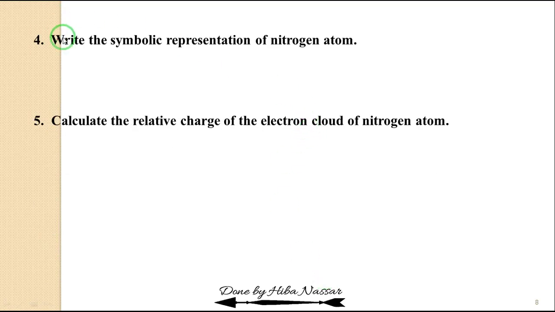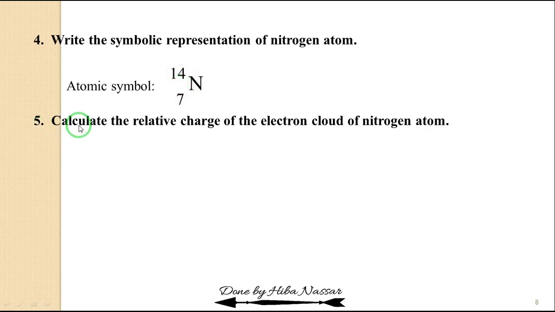Now moving to question number 4. Write the symbolic representation of nitrogen atom, or the atomic symbol. It's written in this way. We write the chemical symbol in the middle, which is capital letter N. We write the mass number, which is 14, as an upper subscript to the left, and the atomic number as a lower subscript also to the left side.